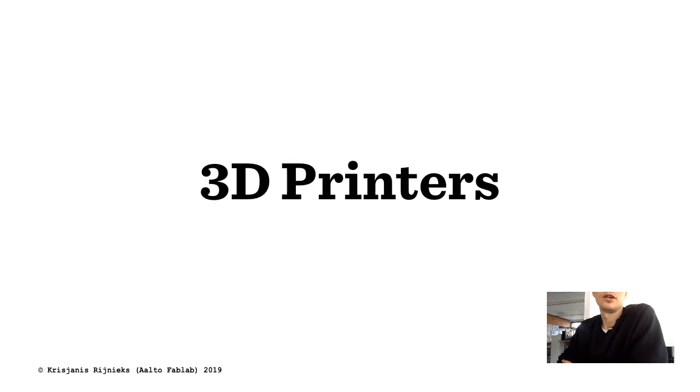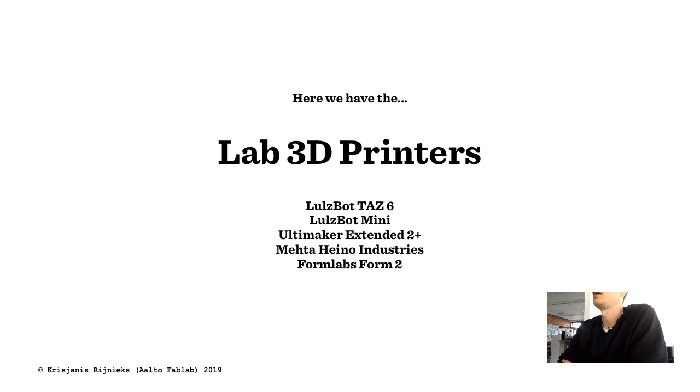As for the 3D printers, here at the lab we have the LulzBot TAZ 6 and Mini, and the Ultimaker Extended 2, which was the one in the video as well. Then we have a nice testing opportunity: one of the startups in this building, Mechtageno Industries, gave us their printer to test and gather feedback. It's also an FDM printer. And then there's the Formlabs Form 2, which is broken at the moment.